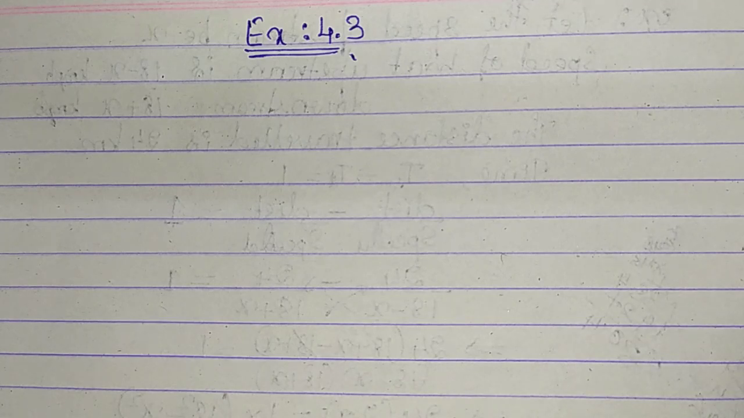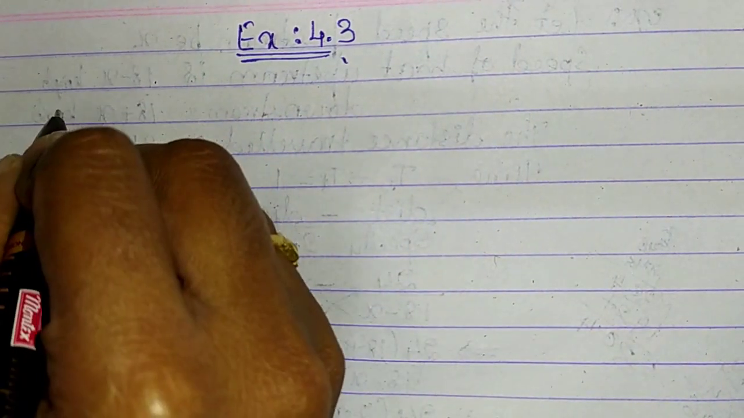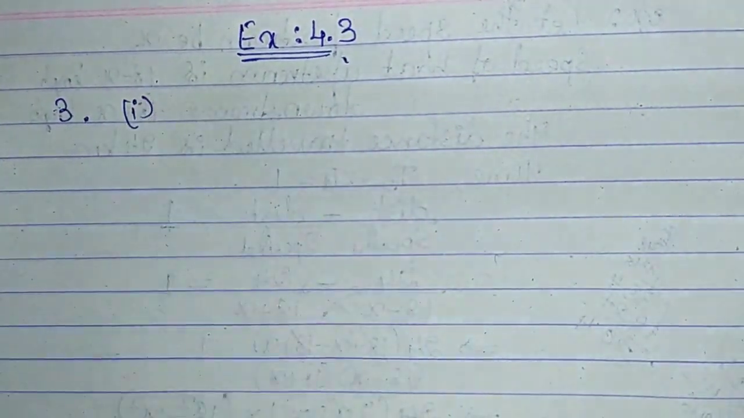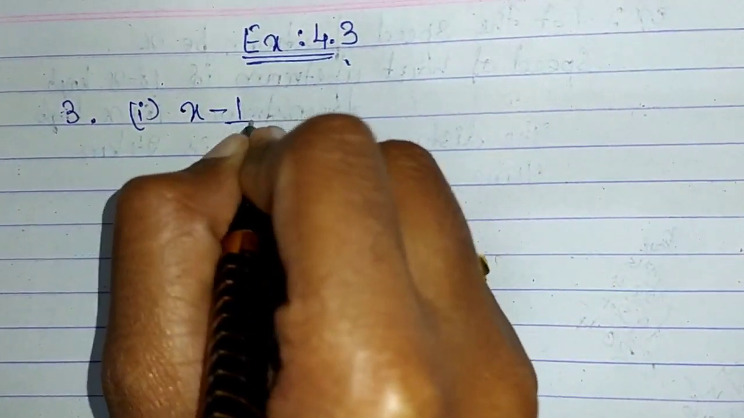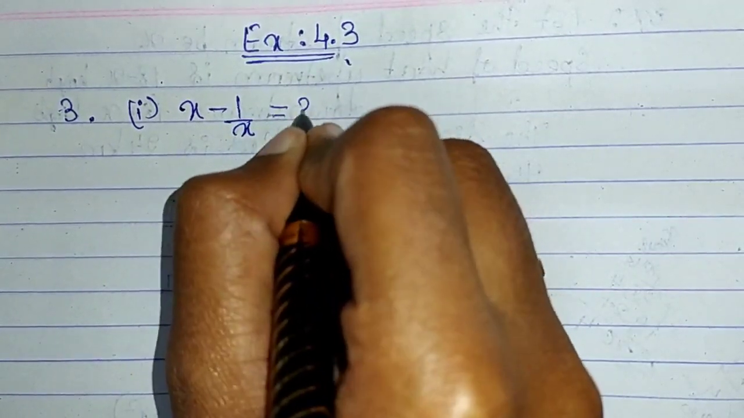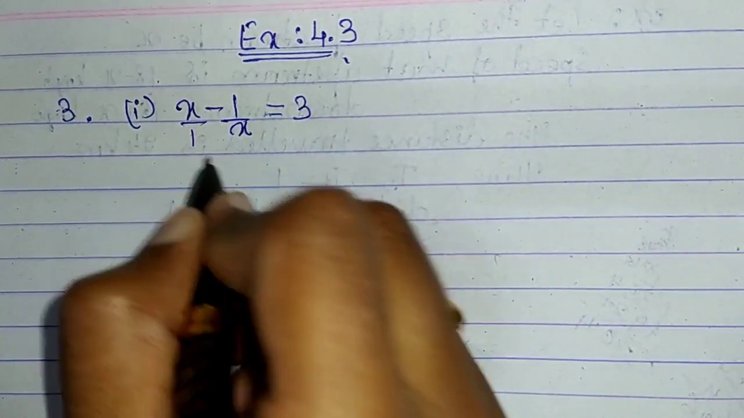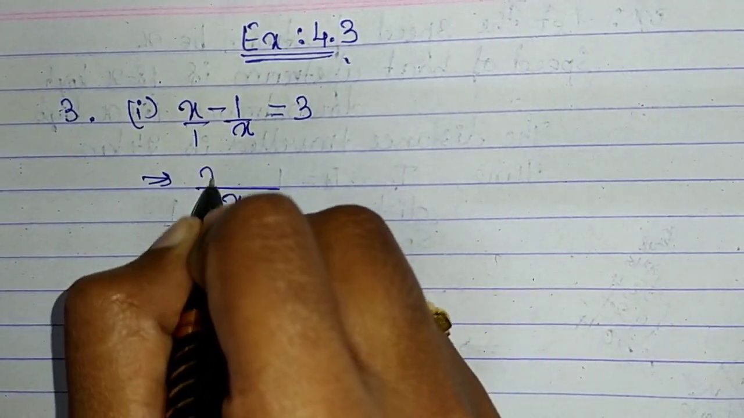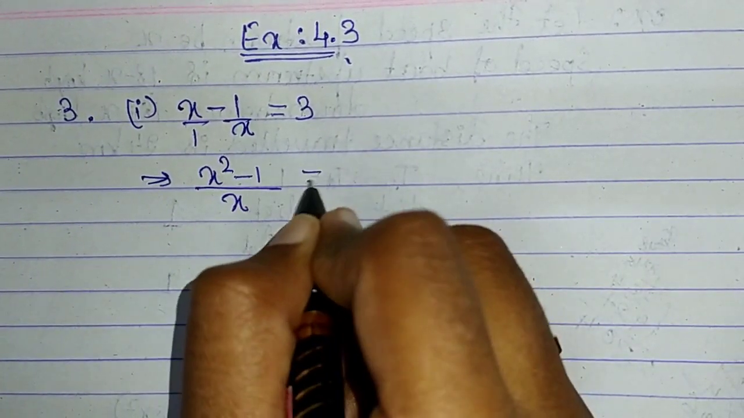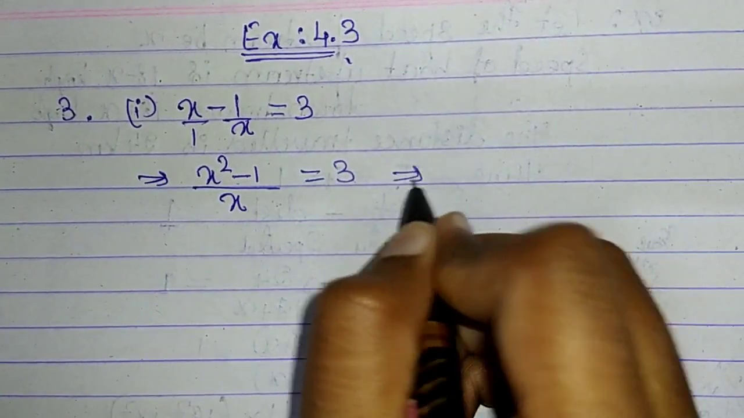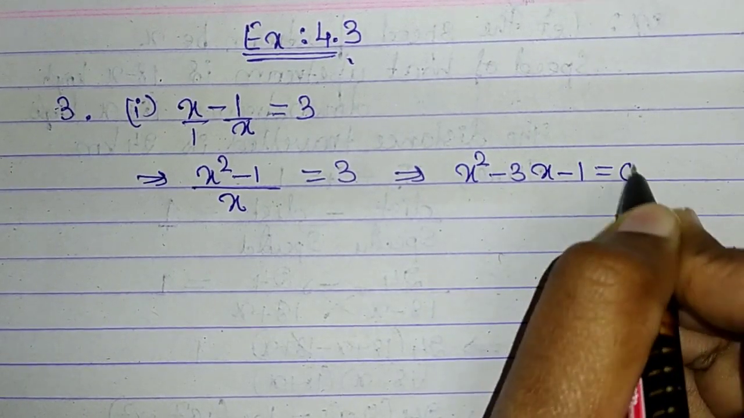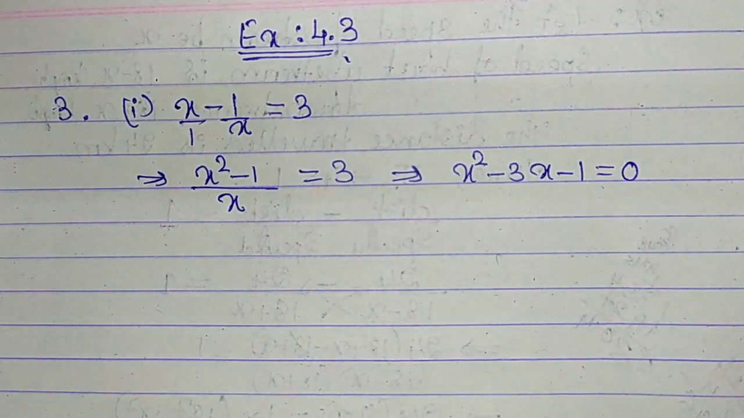Now the third question, find the roots of the following equation. The first one: x minus 1 by x is equal to 3. So just like we did before, finding the LCM, which is x, this becomes x square minus 1 is equal to 3x. On further simplification, we get x square minus 3x minus 1 is equal to 0, which is the required quadratic equation.